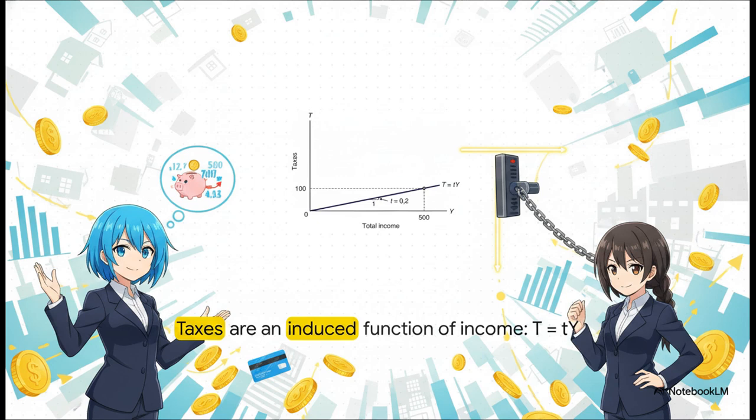Unlike government spending, taxes are generally induced, meaning as total income grows, the tax leakage grows right along with it on an upward trajectory. This represents the tax function, where T equals lowercase t times Y, with that lowercase t being the tax rate. So say you have an income of 500 and a tax rate of 0.2. Your tax leakage is exactly 100. Basically, the richer the economy gets, the heavier the tax bite.